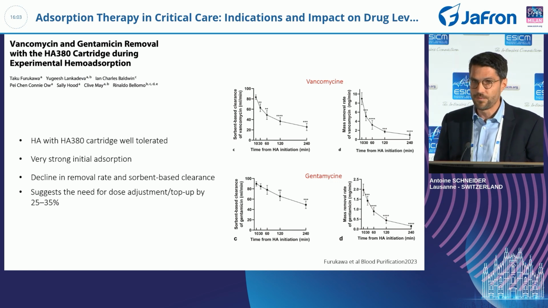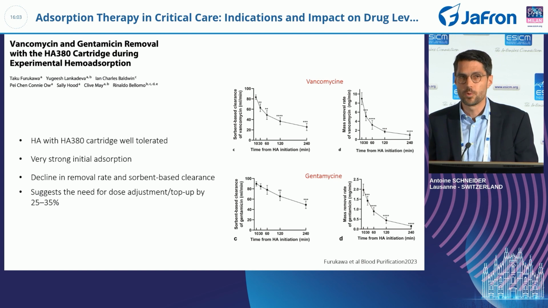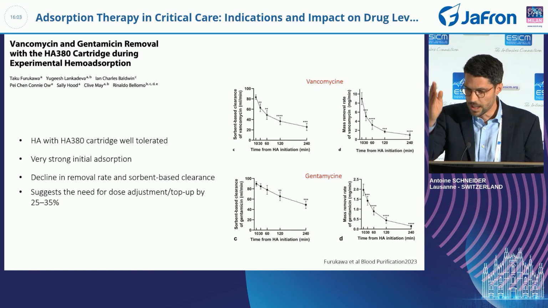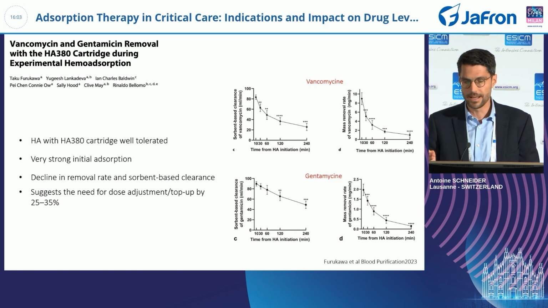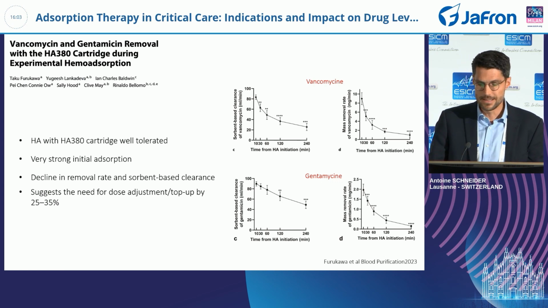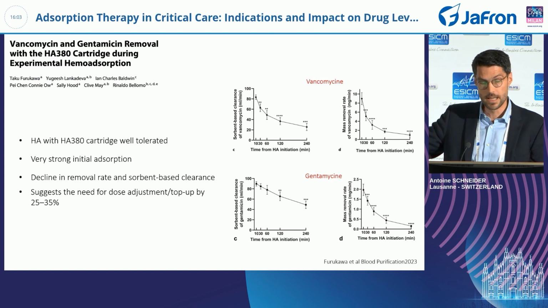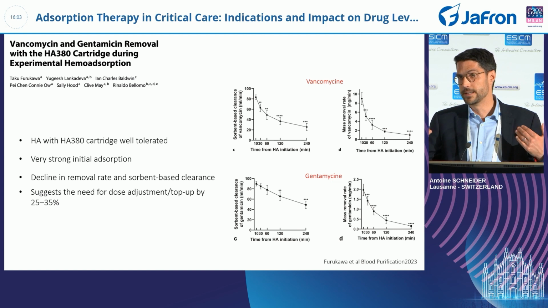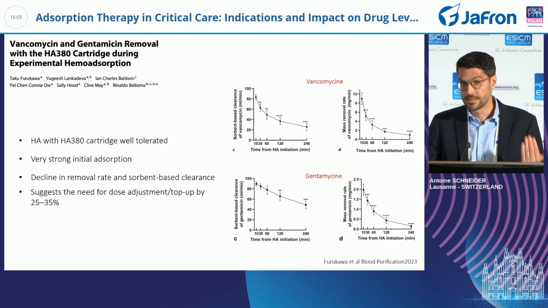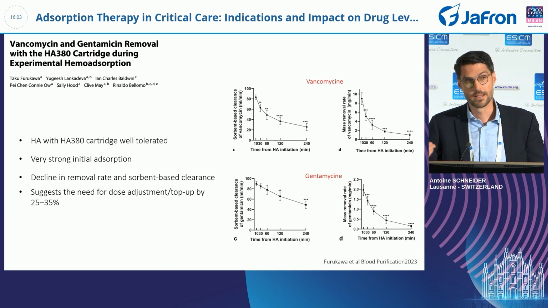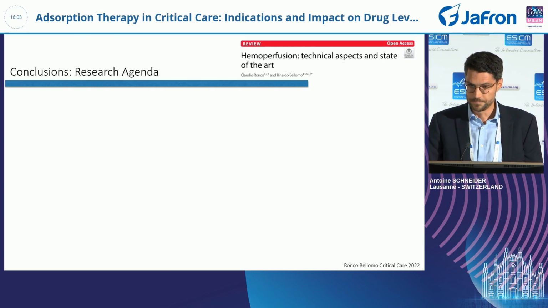The findings are very much compatible with what we found with CytoSorb. First, the cartridge was well tolerated, and there was a very strong initial adsorption. The removal was very high in the first hour for vancomycin as well as for gentamicin. And then there was a slow decrease in the removal rate and sorbent-based clearance. The data for these drugs suggested that the dose would need to be topped up by about 25 to 30%, and that's their interpretation.